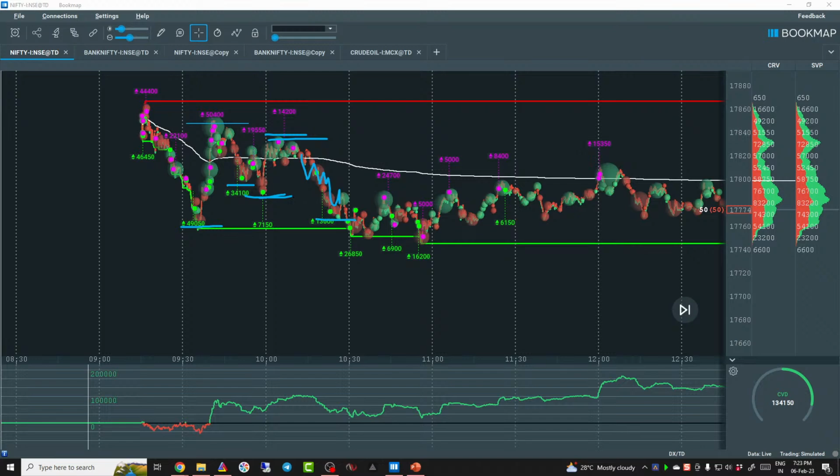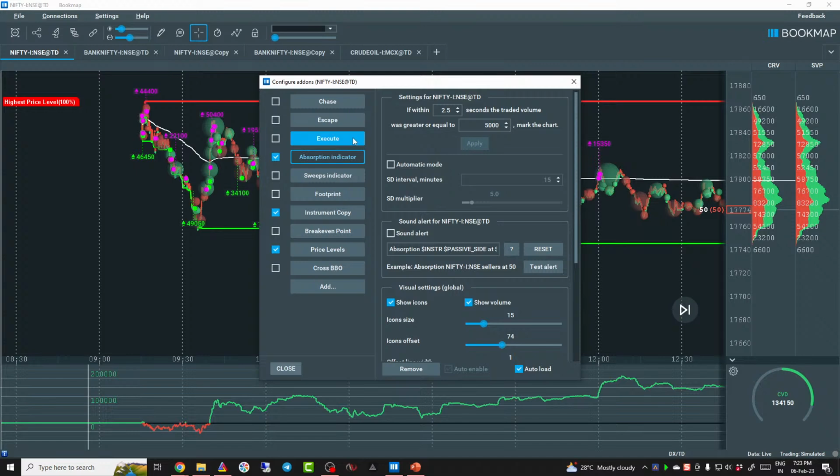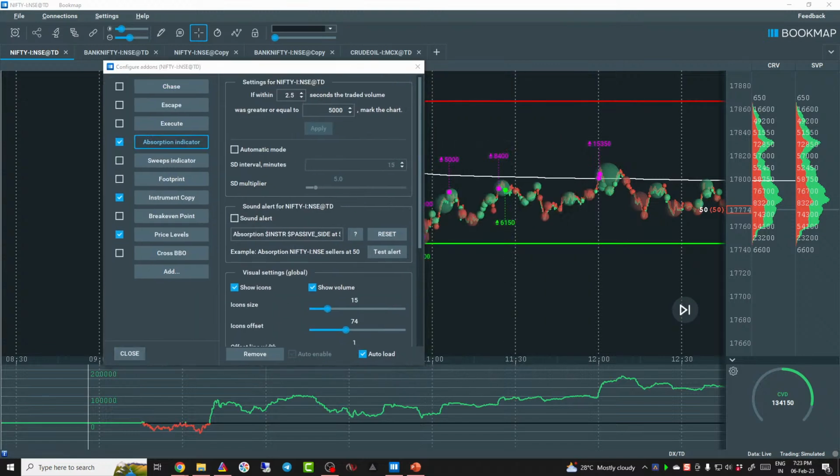And the second important point is that once we look into the settings of the absorption indicator, you will get to know what exactly it means. In this case, you can see the condition of absorption is such that if within 2.5 seconds 5000 quantities are getting executed, this is a manual value that I have put in at the present moment. We can also change it dynamically, I will explain that. So the condition says that within 2.5 seconds, if 5000 orders get executed at a specific price level, then this will be considered an absorption.